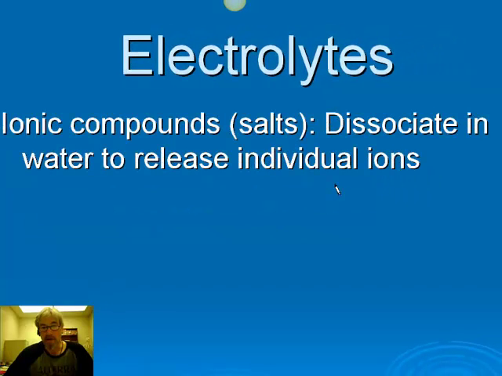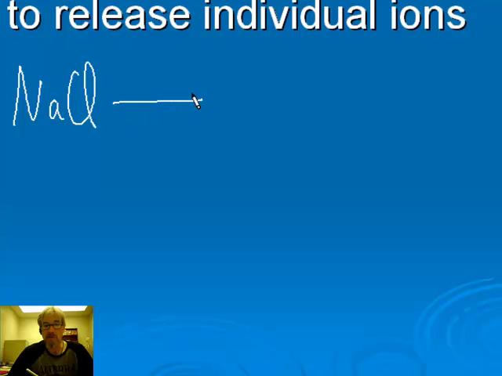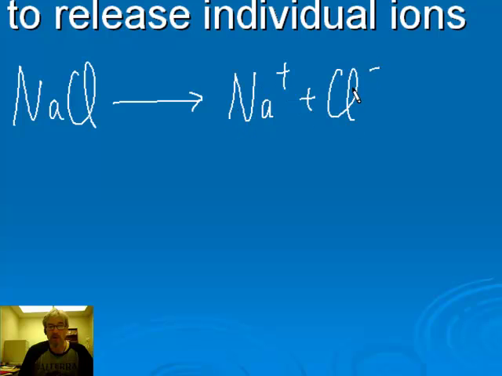What are some things that are electrolytes? Well, one is ionic compounds, in other words, salts. These things dissociate in water to release individual ions. Here's an example, a very common one. Sodium chloride is an ionic compound. Dissociation means the crystal just falls apart, like we saw in that animated example, to give sodium ions and chloride ions, mobile charged particles.